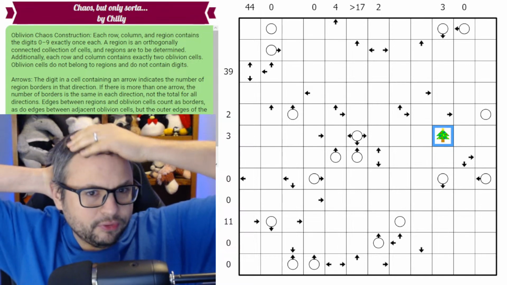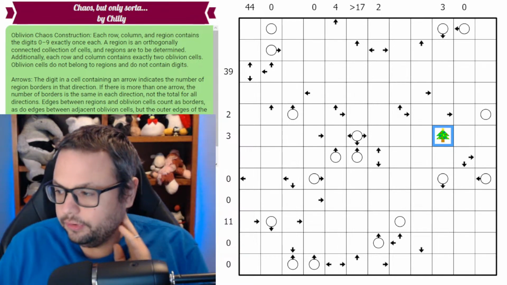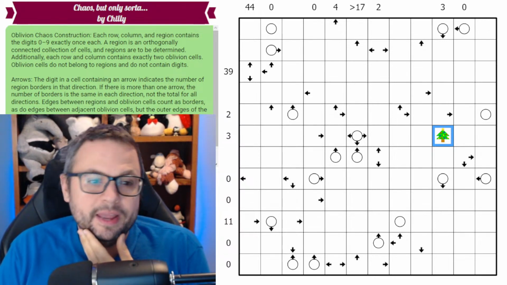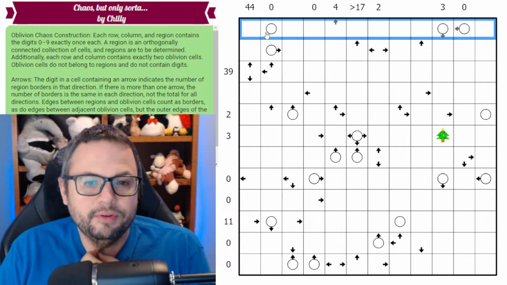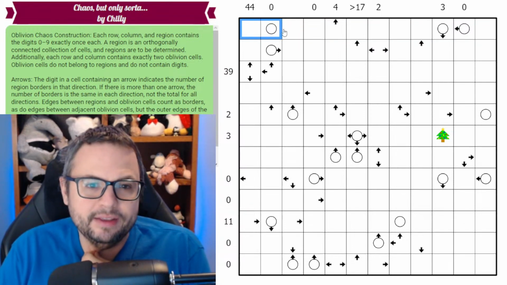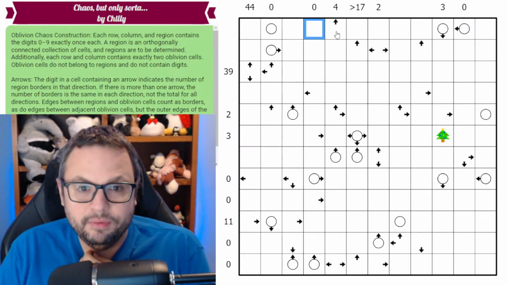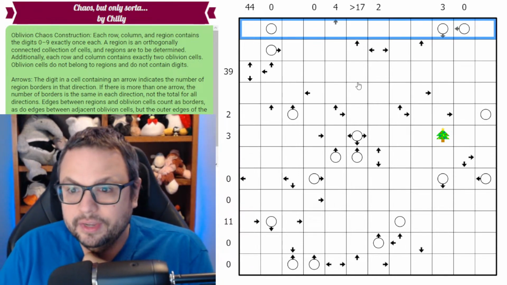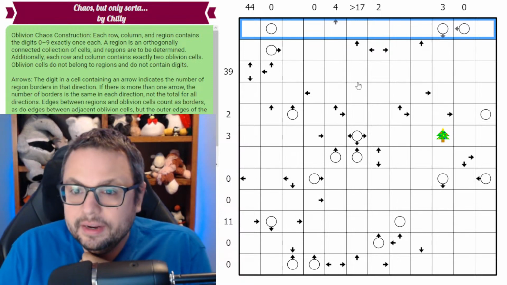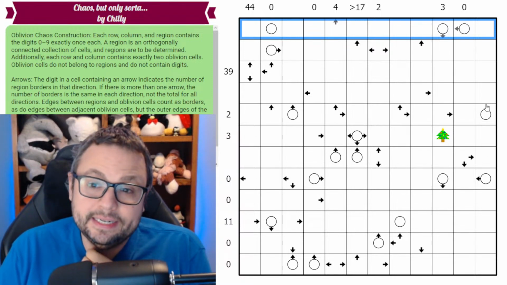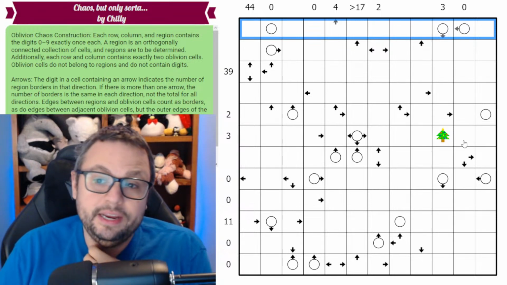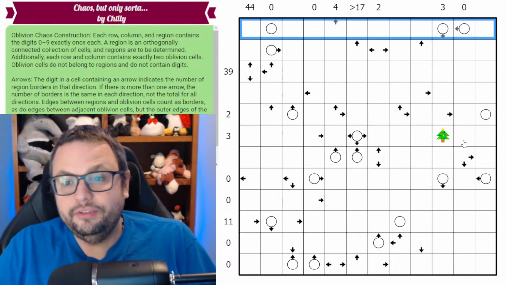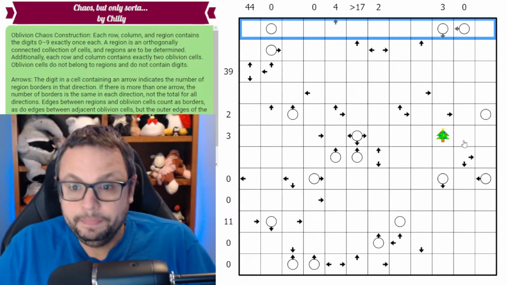So let us figure out what the rules are here. We have each row, column, and region contains the digits 0 through 9 once each. Let's see, how many is this grid? 1, 2, 3, 4, 5, 6, 7, 8, 9, 10, 11, 12. Okay, so there's two cells in each that don't have a digit. A region is an orthogonally connected collection of cells, and regions are to be determined. Additionally, each row and column contains exactly two Oblivion cells. Oblivion cells do not belong to regions and do not contain digits.